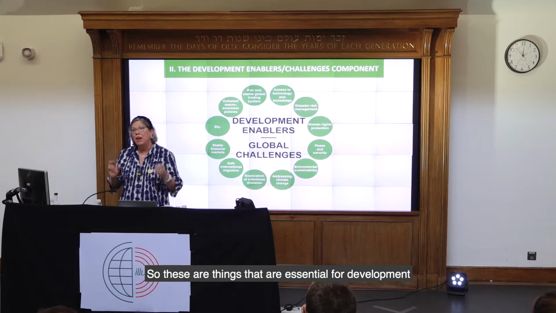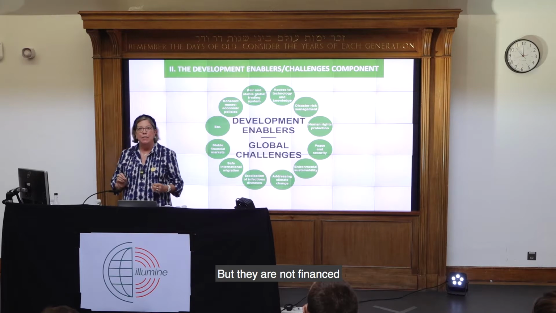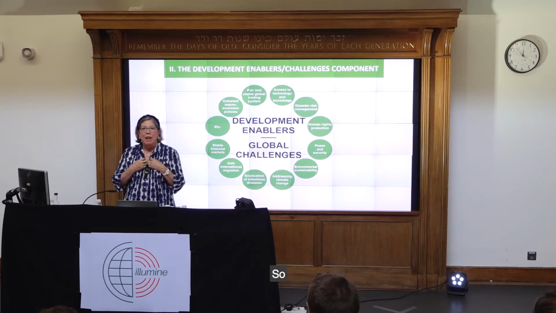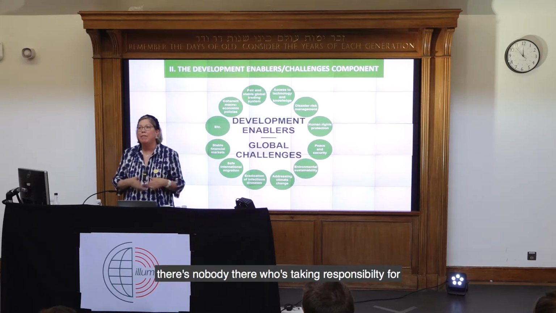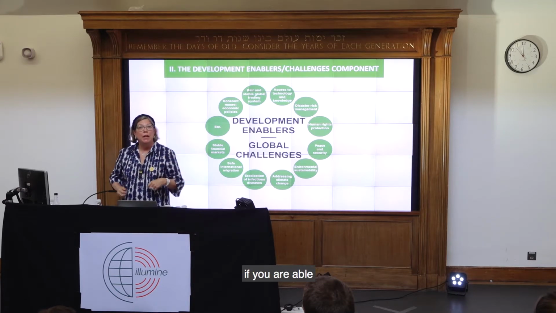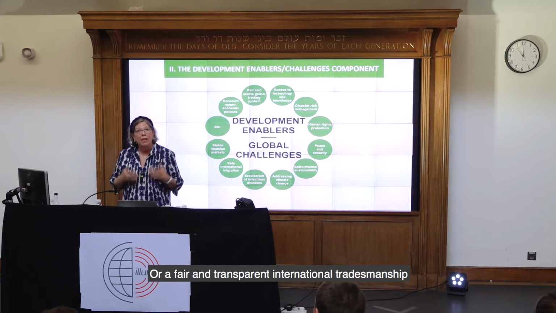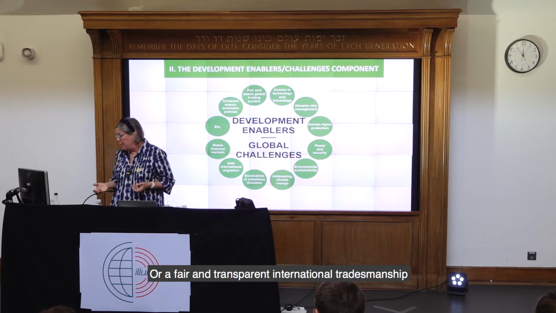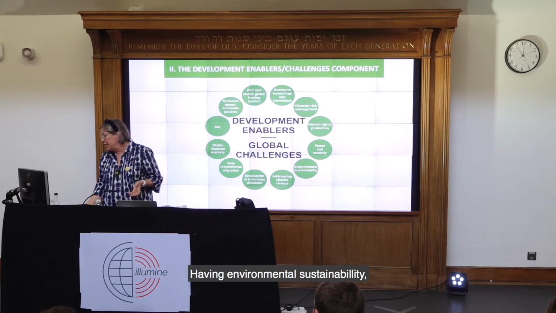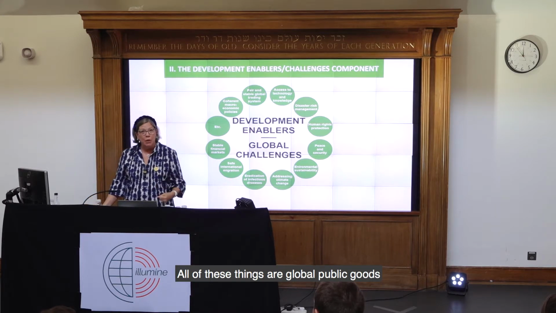So these are things that are essential for development, but they are not financed by the people who use them or who are able to profit from them. So there's nobody taking responsibility for providing those global public goods. You're a free rider if you are able to rely on having stable international financial markets, or a fair and transparent international trade regime, or being able to address climate change, having environmental sustainability, peace and security, human rights. All of these things are global public goods.